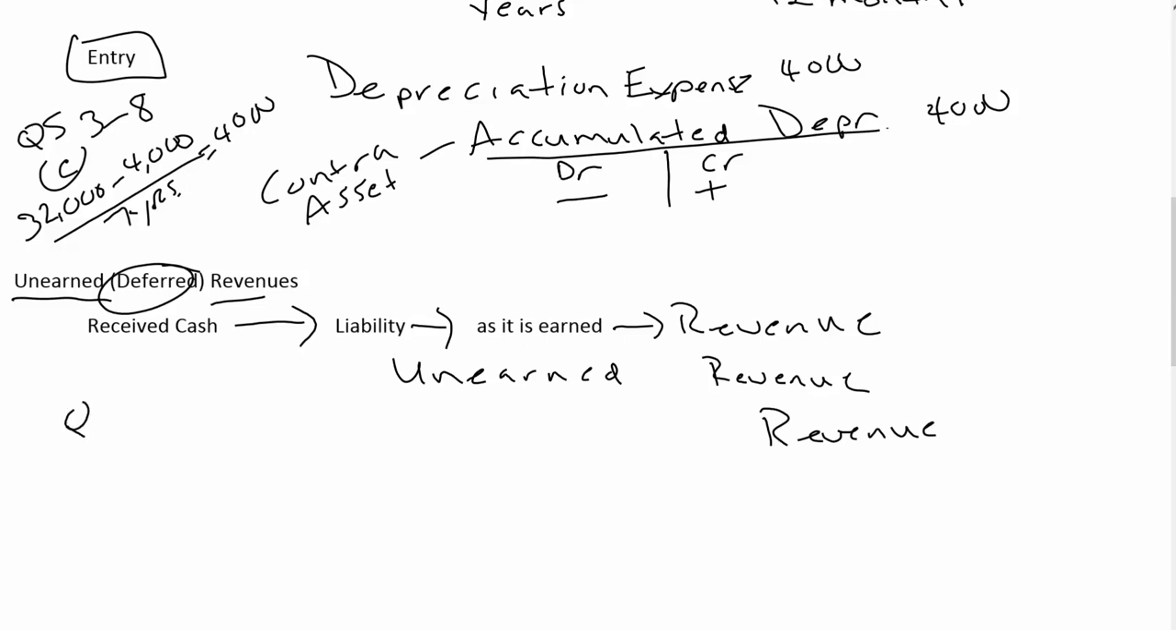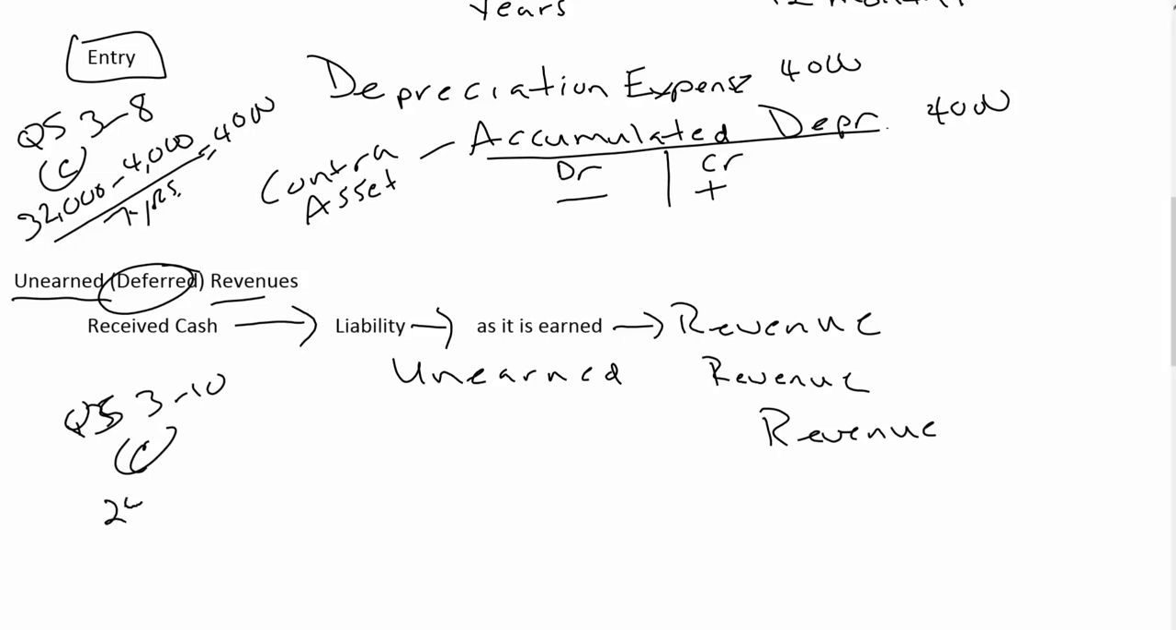Let's look at quick study 3-10, and let's look at C, the last one. It tells us that on September the 1st, a client paid $24,000 cash for 6 months of rent in advance. The client leased a building and took occupancy immediately. The company recorded the cash as unearned rent revenue. So they debited cash and credited unearned rent revenue when they first received it.